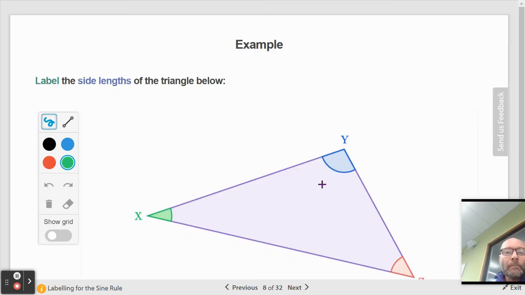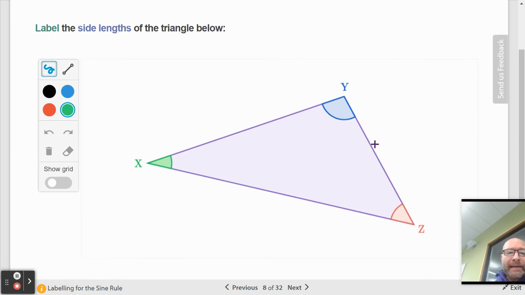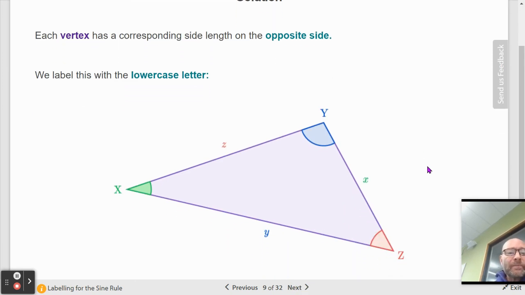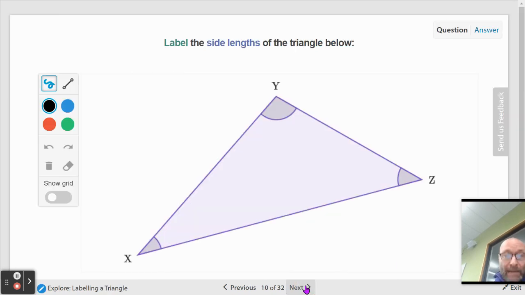All right, so labeling these sides, if this is angle X, this is going to be little x in green. If this is angle Y, this is going to be lowercase y in blue. And if that's angle Z, here in red will be side Z. Each vertex or angle has a corresponding side length on the opposite side. So as we said, the lowercase letter is opposite from the capital letter.